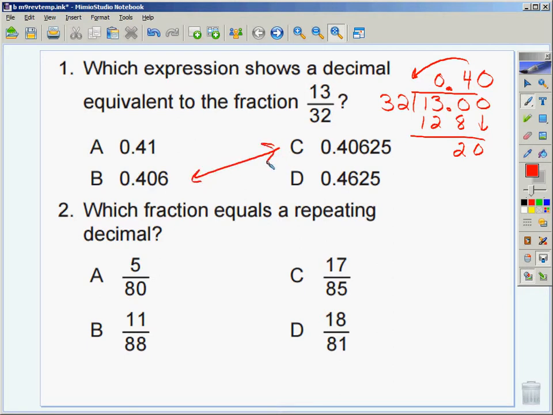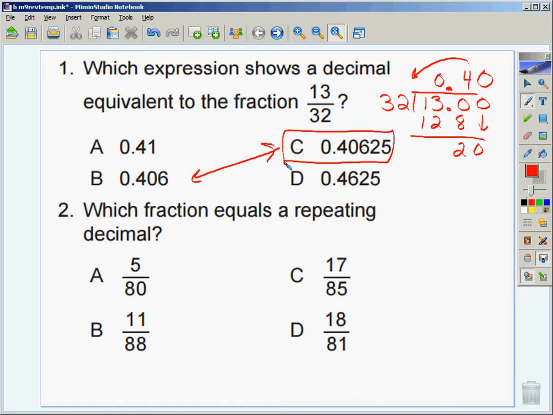here and here, and for the sake of time on this, you can see the method, and tomorrow's problems won't be this long. We'd take 13 divided by 32, and we'd get 4.0625, which is why C is the correct answer.